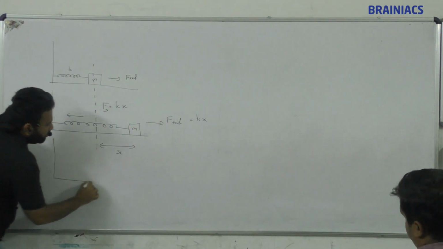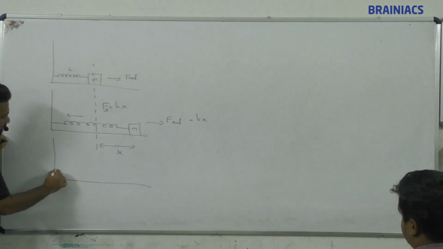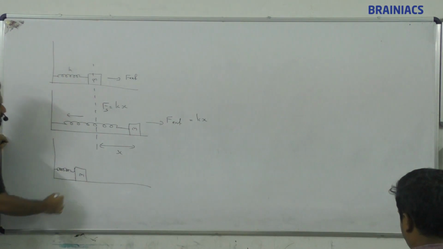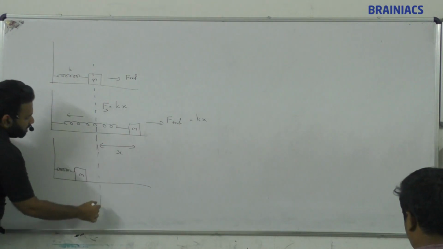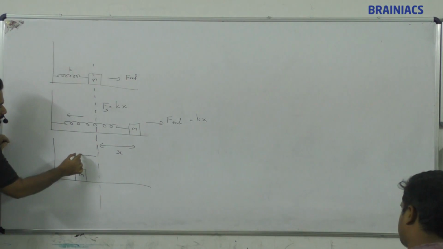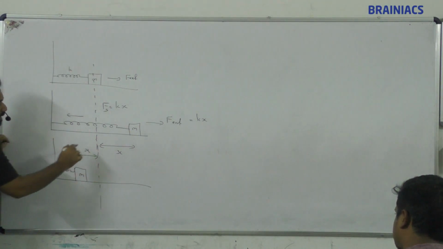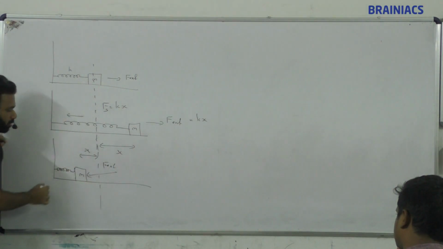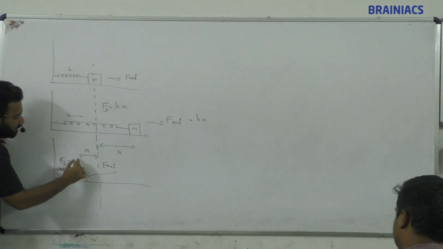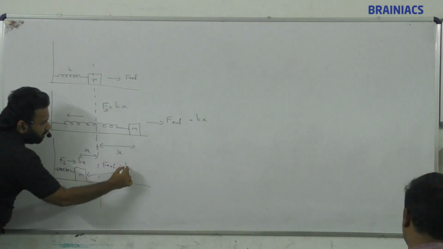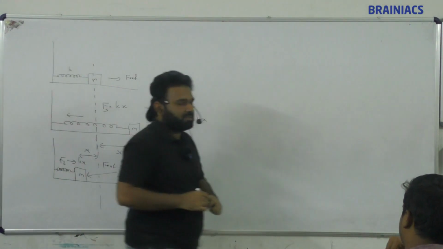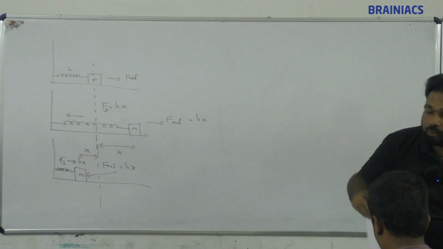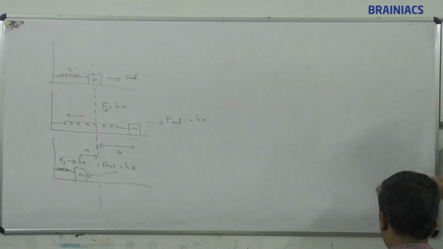Suppose in the same case we compress. If this is mass M, this distance is going to be x. F external is acting in this direction, so F spring will be acting in this direction. This is also Kx. So that is the fundamental thing which is happening here. Those who do not know, please note down. Those who know this, leave it.